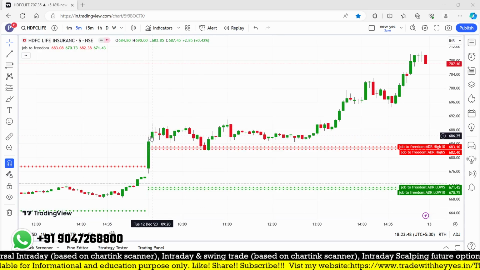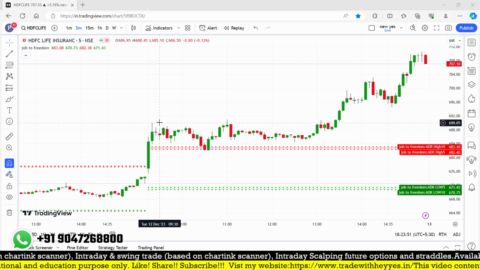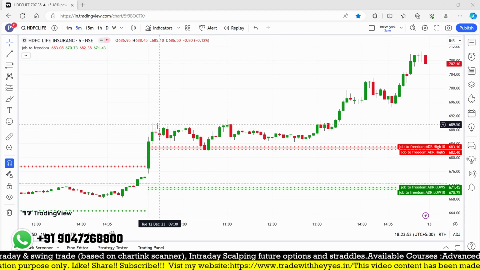You need to do it very quickly. Immediately from around 680, it went up by 4 to 6 rupees in the next candle.